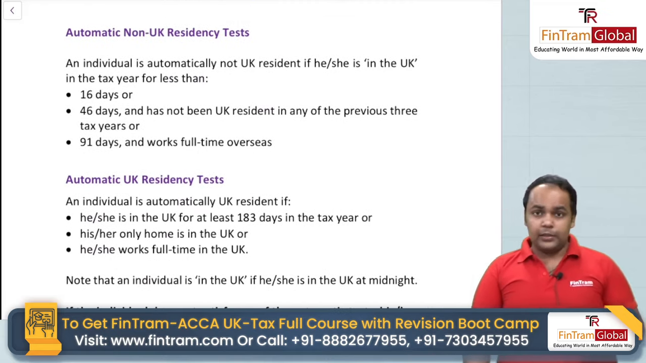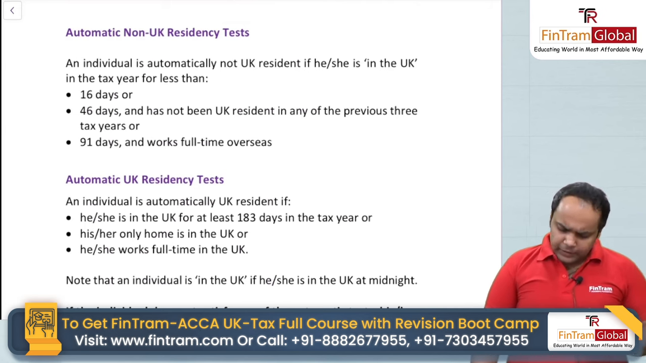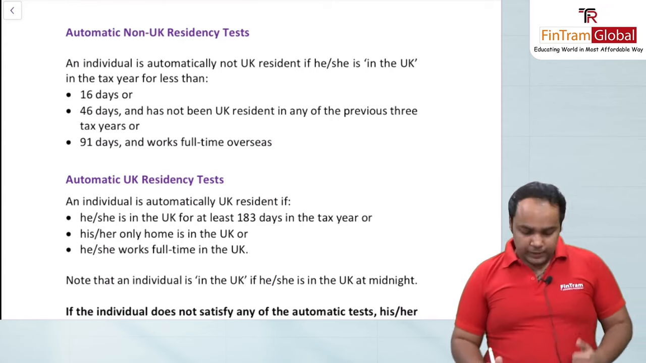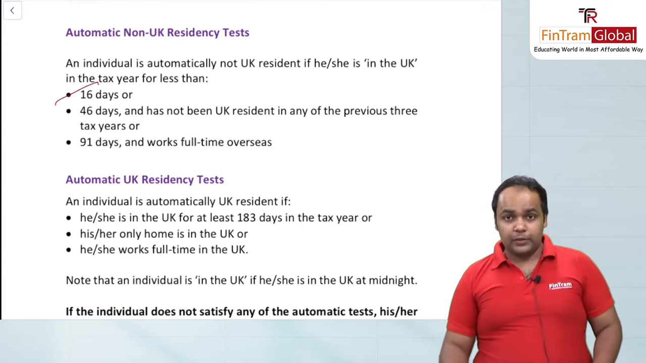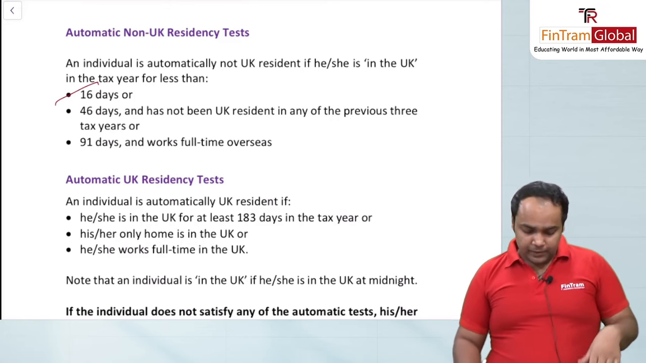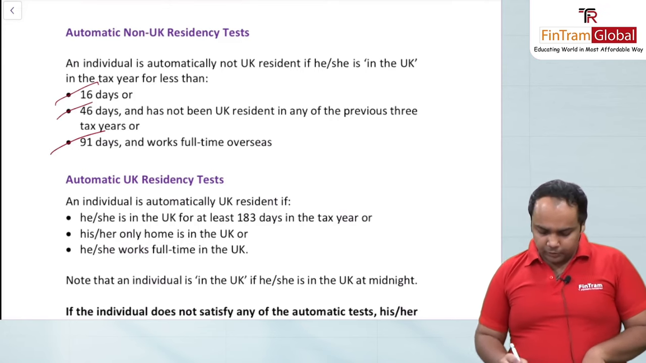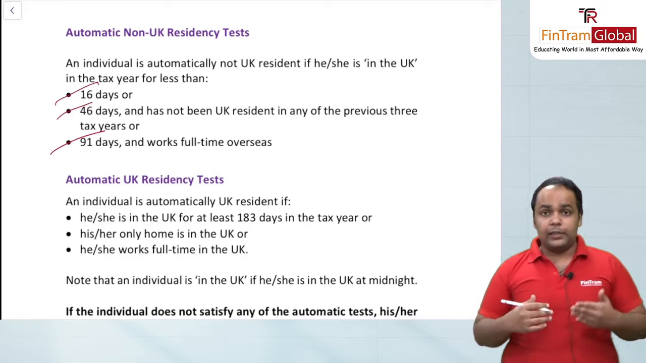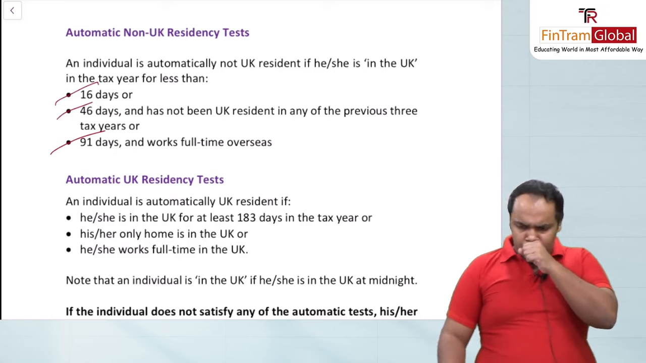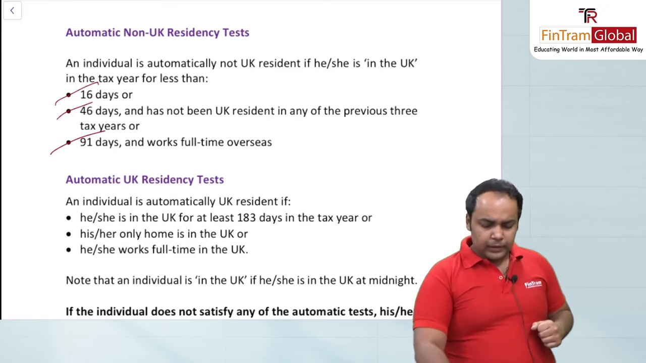Automatic non-UK residency test. If they're in the UK for less than 16 days, they're automatically non-resident. Similarly, if they're in the UK for less than 46 days and have not been UK resident in the previous 3 years, they're automatically non-UK residents. And if they're in the UK for less than 91 days and work full-time overseas, they're again automatically non-resident.